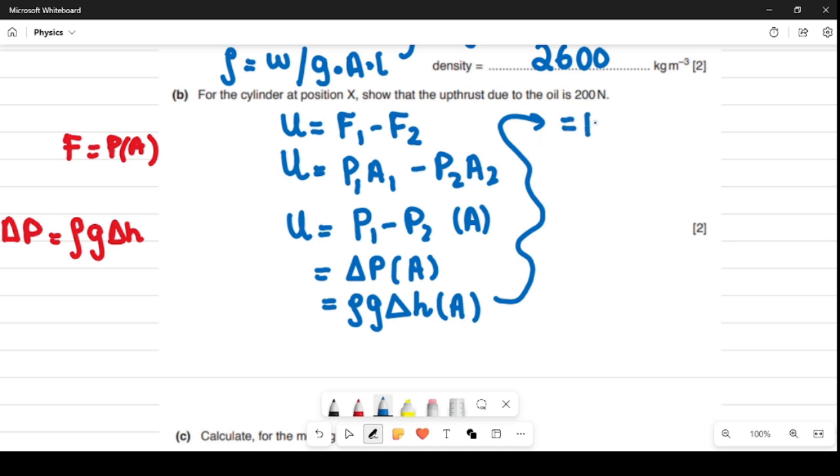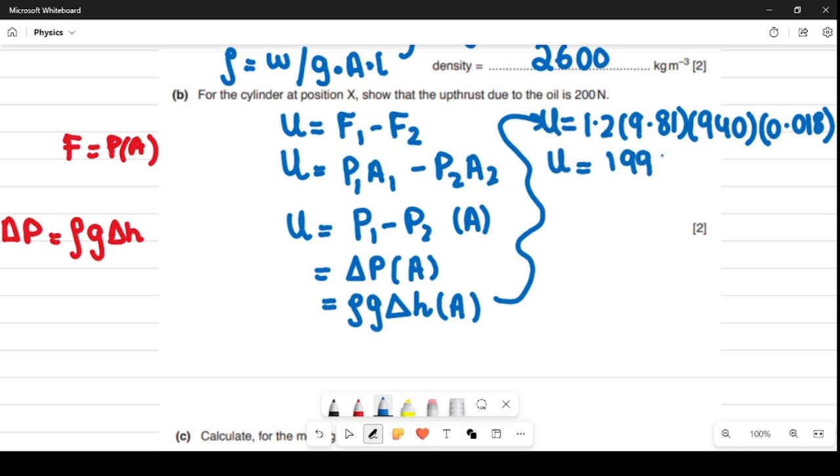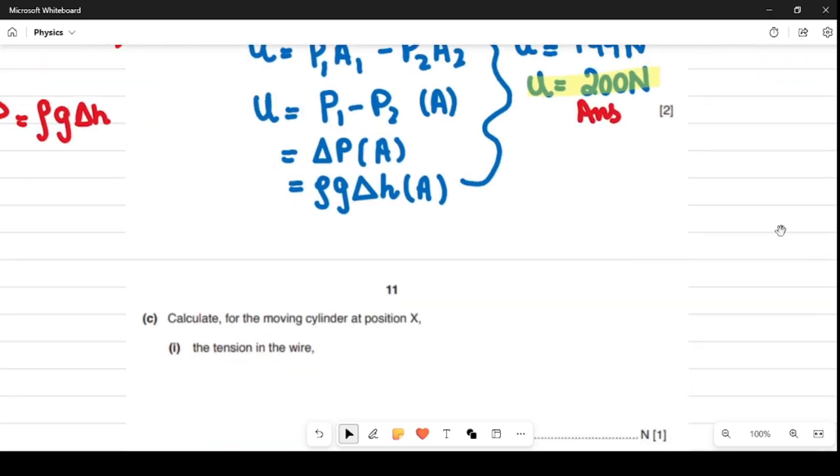1.2, 9.81, 940 and 0.018. Your upthrust will be equal to 199 newtons. Rounding it off to two significant figures, you have 200 newtons. That's it. Now let's move on.